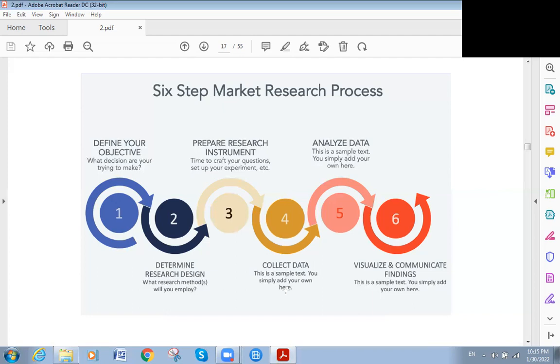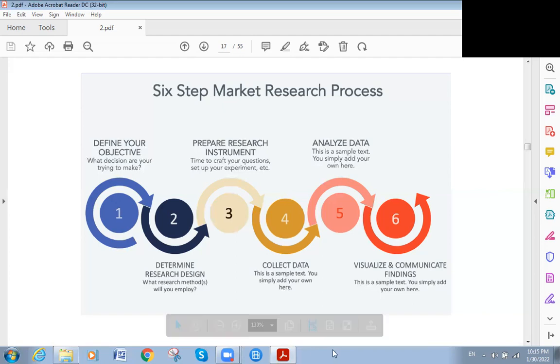Okay, analyze the data. Then you will use statistical methods, for example means, averages, and percentages, to know the answers, or to classify the answers of the questionnaire or the survey which you did.